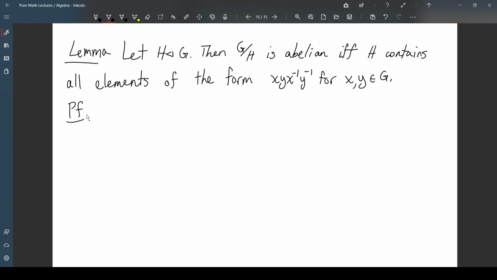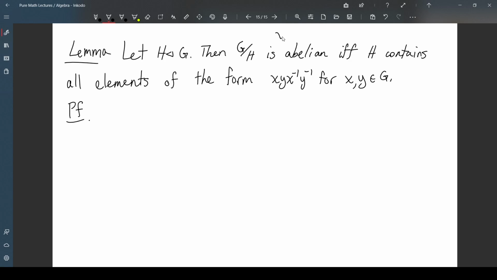So right off the bat, we can see that the reason why this lemma is going to be helpful for solvability is that, remember, in solvability we have these towers of normal subgroups and the quotient groups are abelian. So this is telling us that each group in the chain, in the tower, is going to contain these elements. And these are called commutator elements.